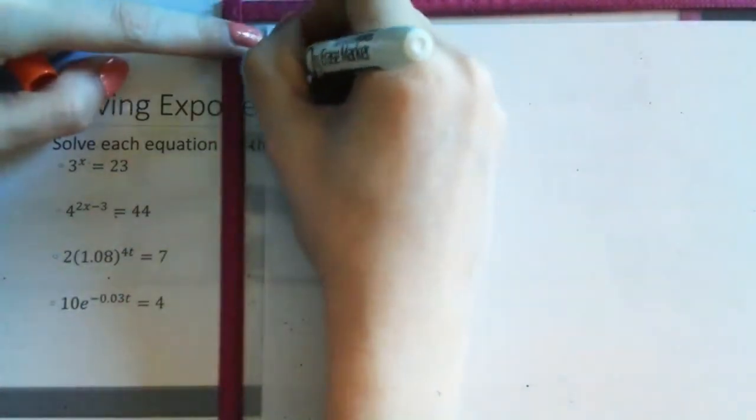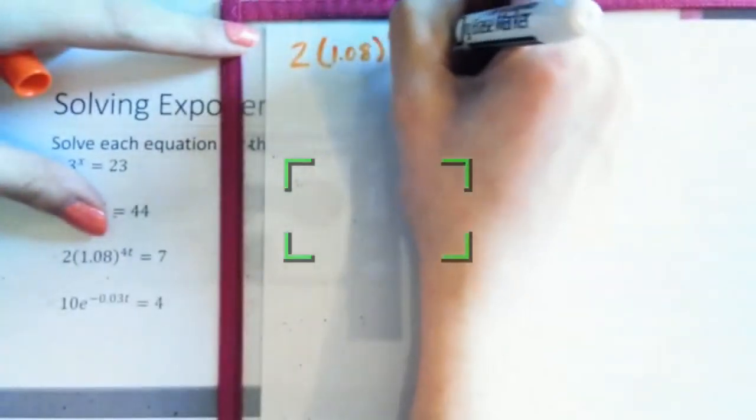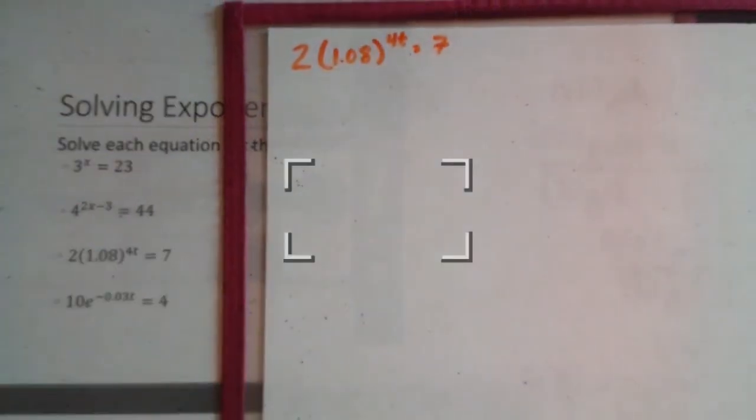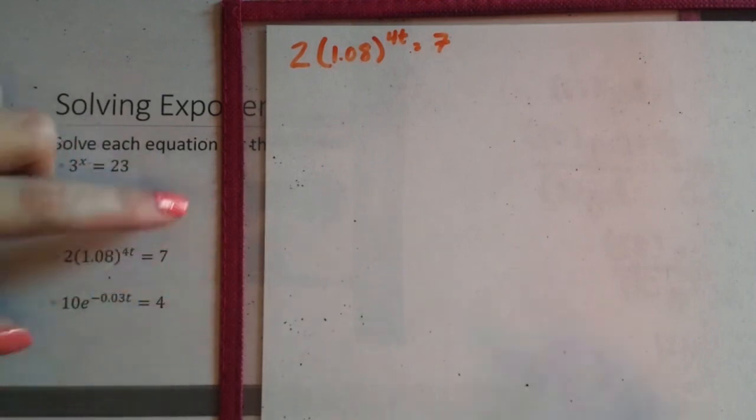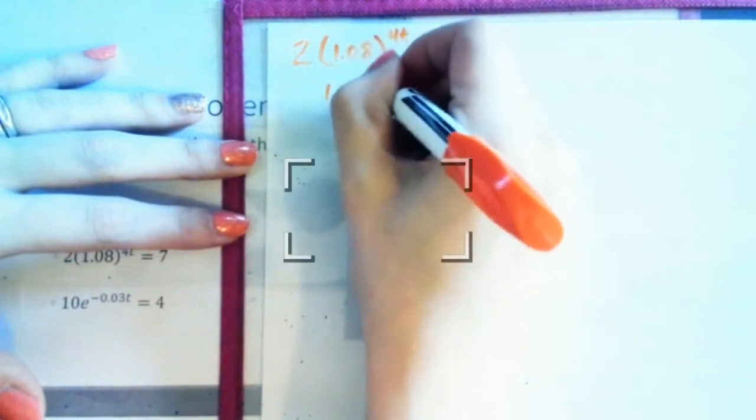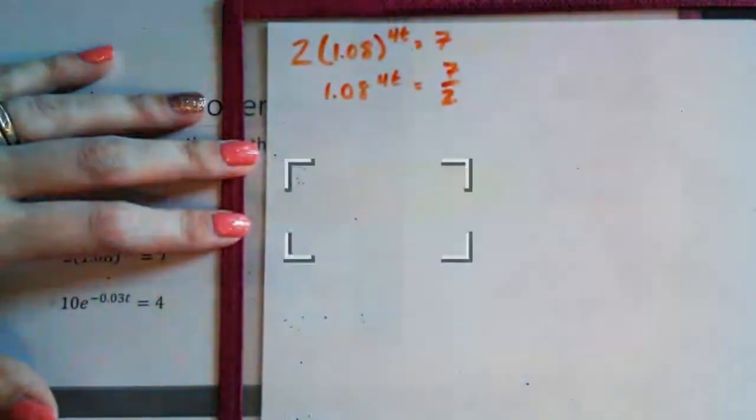We have 2 times 1.08 raised to the 4t power is equal to 7. First step is to get the exponential by itself. Right now, our 1.08 raised to the 4t power is multiplied by 2. So I'm going to divide both sides of this equation by 2 so that the exponential is by itself. Then we'll have 1.08 raised to the 4t is equal to 7/2 because I divided both sides by 2.